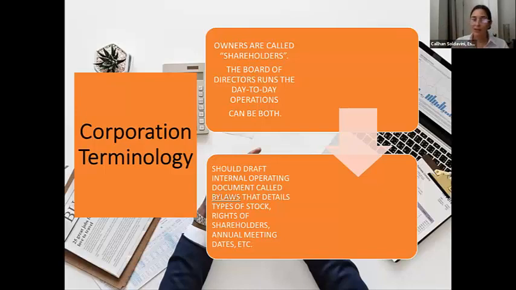And just like everything else, there should be an internal operating document that's called the bylaws. So the bylaws are just like the partnership agreement or the operating agreement. And that should detail the types of stock, if there's more than one type of stock, the rights of shareholders, when the required annual meeting has to be, things like that.